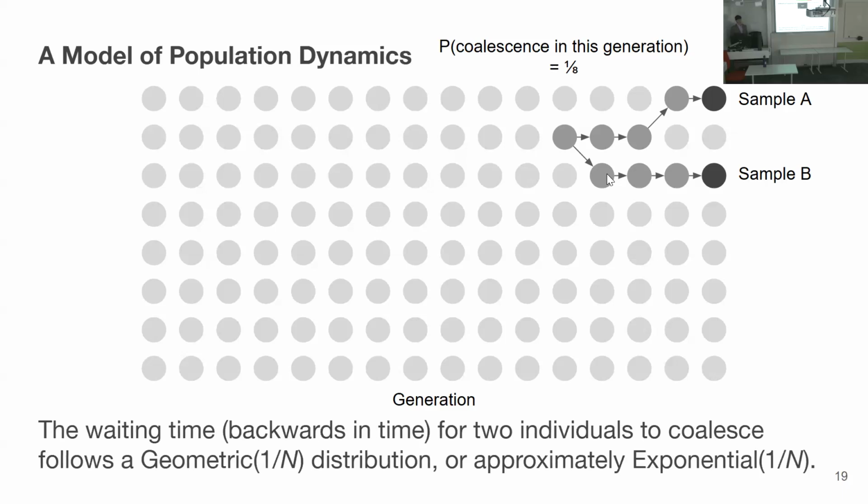As a result of this, the waiting time, moving backwards in time, for 2 individuals to coalesce follows a geometric distribution with parameter 1/n, or 1 over the population size. In this case, that would be 1/8. And now, because it's much more convenient to work in continuous time instead of dealing with these discrete generations, which would actually limit the possible space of coalescent times to some discrete set, population geneticists would generally prefer to work with the continuous approximation to this geometric distribution, which would be the exponential distribution with parameter 1 over n.